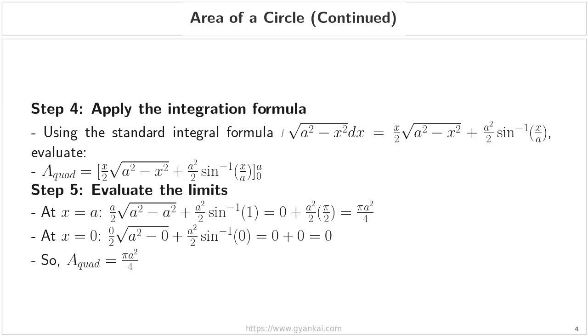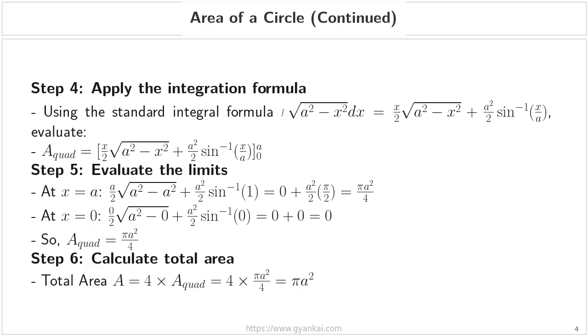For the second term, we have a squared over 2 multiplied by the inverse sine of 1. Since the inverse sine of 1 is pi over 2, this whole term simplifies to pi a squared over 4. Next, we plug in the lower limit, where x equals 0. Here, the first term becomes 0 because of the x multiplier, and the second term becomes 0 because the inverse sine of 0 is 0. Therefore, the area of just this single quadrant, which we'll call a quad, is exactly pi a squared over 4.